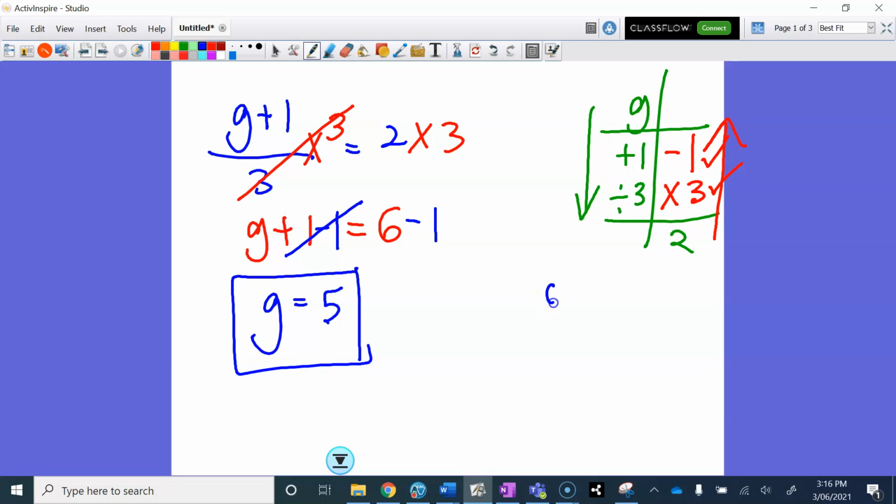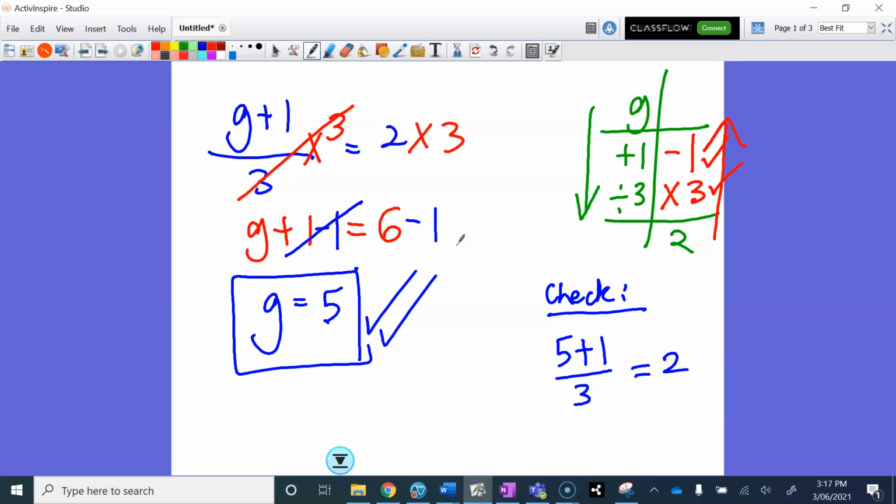If I do a quick check, I can check whether G equals 5 is the correct solution by making sure that G equals 5 makes that equation true. So instead of writing G plus 1 divided by 3, I can write 5 plus 1 divided by 3 and figure out what that equals. I'm hoping, if that's the correct solution, that the answer would be 2. So 5 plus 1 is 6. 6 divided by 3 is in fact 2, which tells me that G equals 5 is the correct solution to that equation.